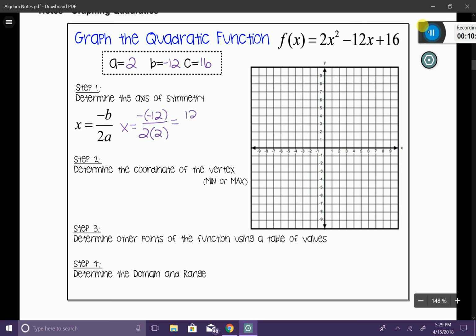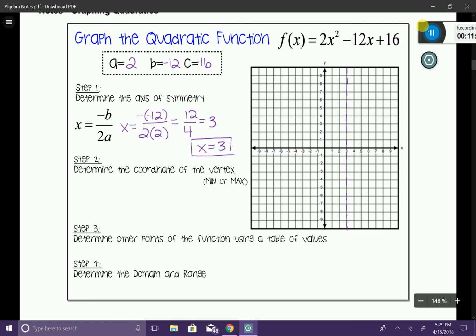So we have positive 12 over 4, which simplifies to 3. So our axis of symmetry is going to be x is equal to 3. Remember, an axis of symmetry is an equation. It's not just a number. All right, let's go ahead and graph it. It's a vertical line on 3, so I'm just going to put a dotted line on 3. There we go. Step 2, determine the coordinates of the vertex.